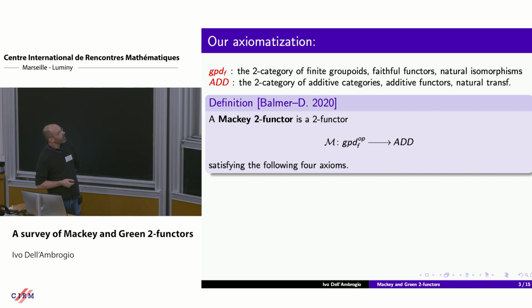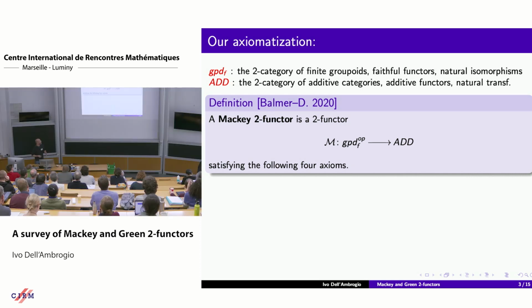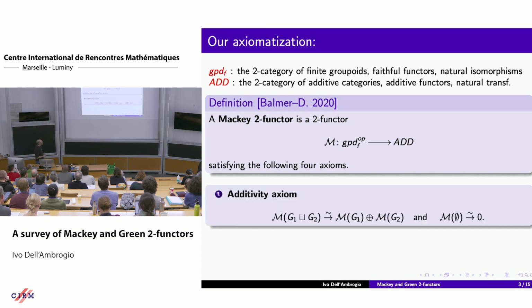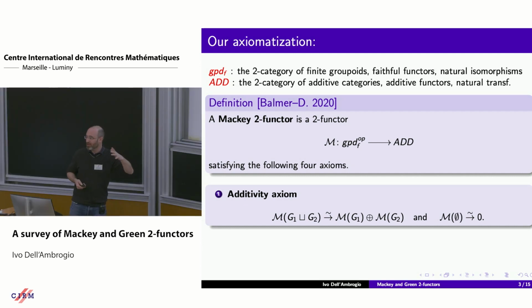All right? So opposite means with respect to one morphisms, with respect to two morphisms that really matter, they are invertible. And then it should satisfy 4 axioms. Namely, the first axiom, which will not surprise anybody, I hope, is the additivity axiom, where we want a disjoint union of groupoids to be mapped equivalently to the Cartesian product of the categories. I wrote a direct sum because these are additive categories, so it's a Cartesian product and also a coproduct. It's a direct sum of categories in Add.